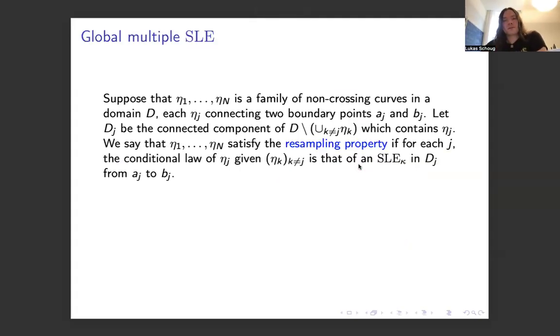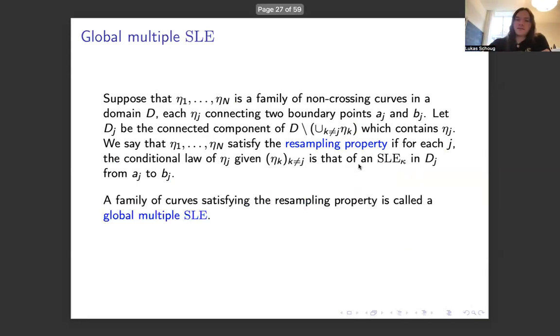So if this so-called resampling property holds, then we say that this family of curves is called a global multiple SLE. Here we call it global because we don't look at how it grows locally. We just look at the final picture and evaluate the curves there. Does this look like it has the right law if we just zoom out and look at the finished picture?